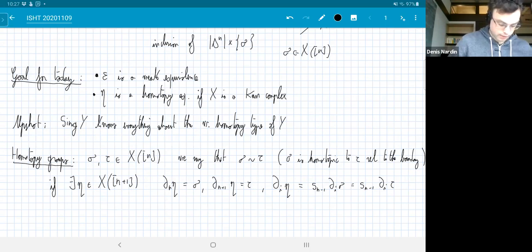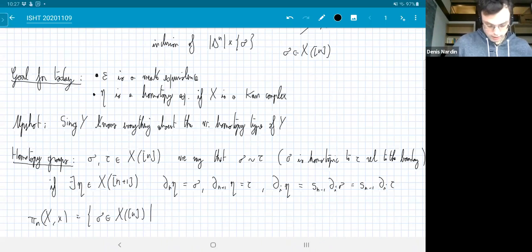And we defined π_n(X, x) as the set of n-simplices σ such that τ_i σ is the constant map at x for every i, modulo this relation. This shouldn't be a huge surprise if you've seen the classical definition of homotopy groups before.